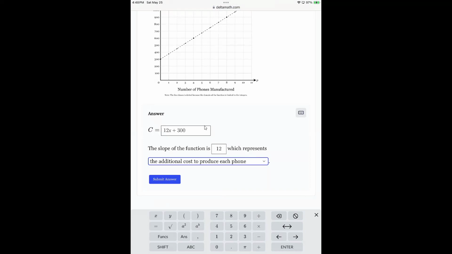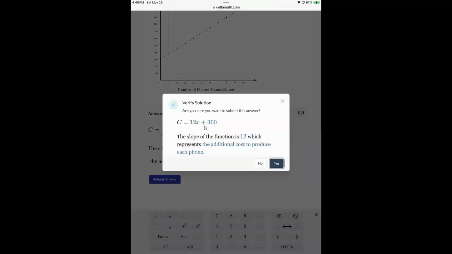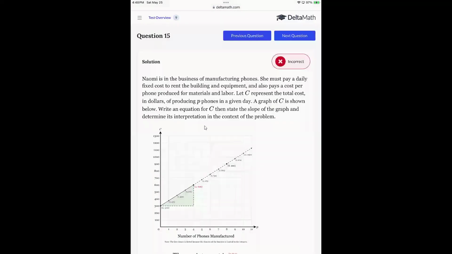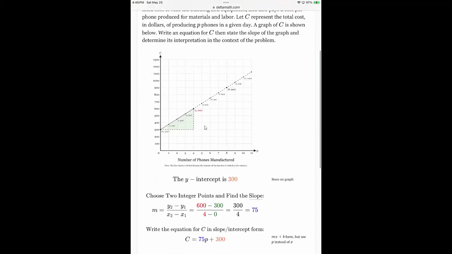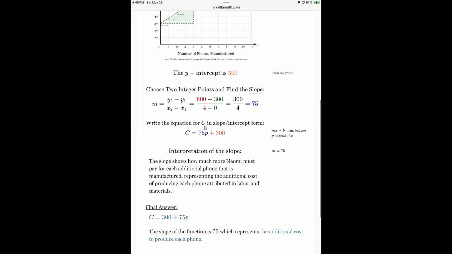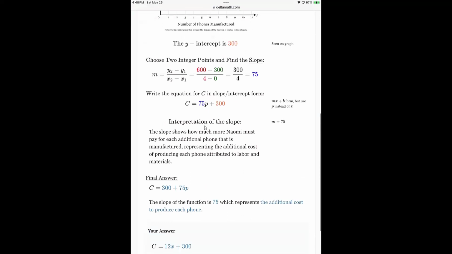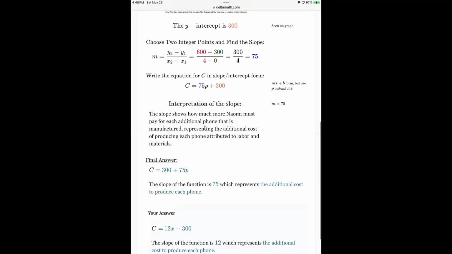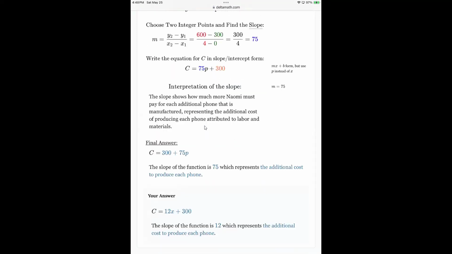All right, so let me submit this. Oh, what happened to my slope? Oh, it's 75. Oh, crap. Oh, and I had the wrong variable. Ooh, I really messed this one up. So, he said 75. Yeah. All right.